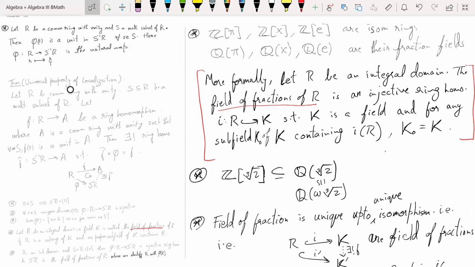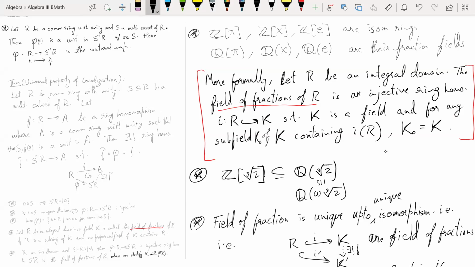So, for instance, consider these three rings, Z[pi], Z[x], and Z[e], where e is the exponential. These rings are all isomorphic, because we saw that Z[pi] is isomorphic to Z[x], and Z[e] is also isomorphic to Z[x], modulo the fact that pi and e are transcendental, so they don't satisfy any non-zero polynomial equation. So these are all isomorphic rings. And if you consider the fields Q(pi), Q(x), and Q(e), they are all isomorphic fields.